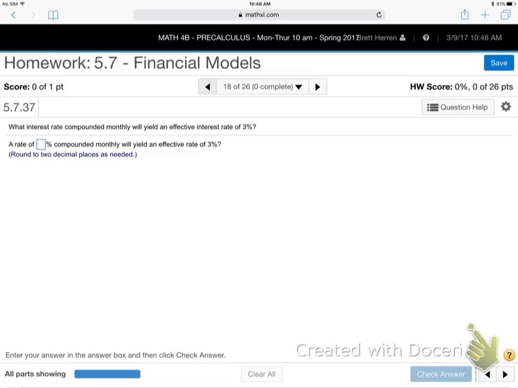Word problems are long. So let's do 18. Let's try that one. What interest rate compounded monthly will yield an effective rate of 3%? Let me let you think about it for a second.